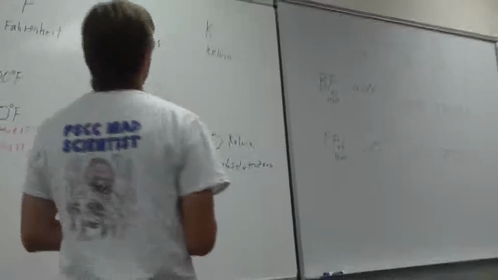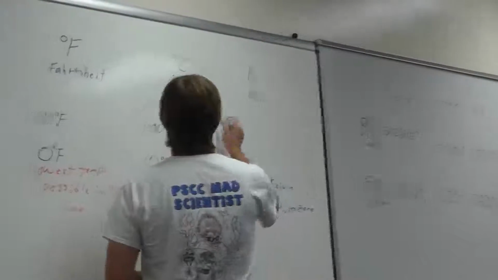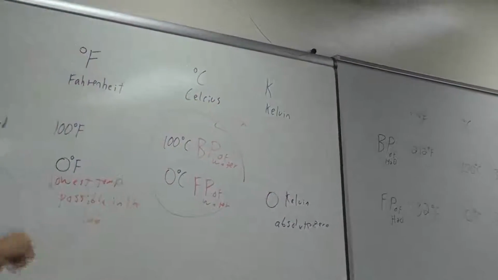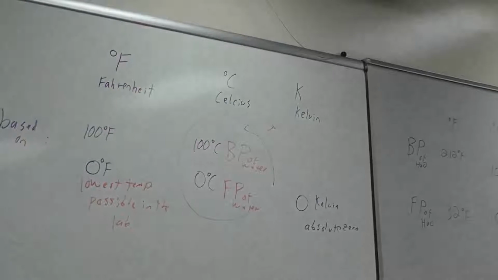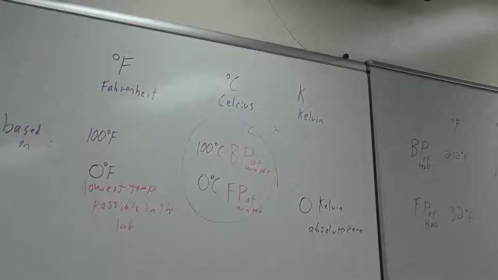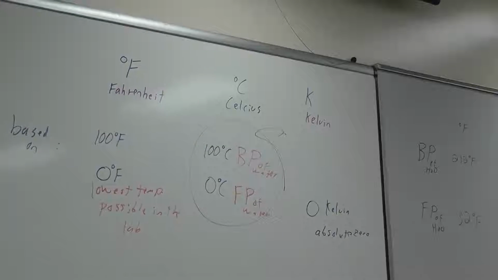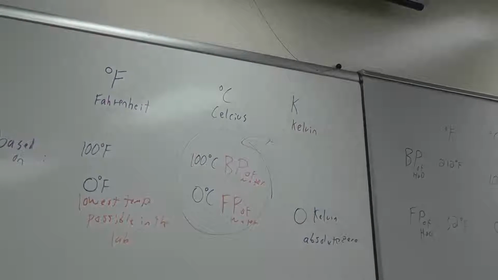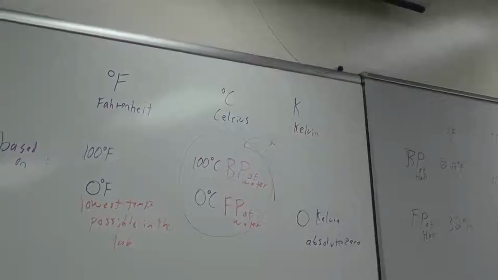Not a coincidence, because the Kelvin scale is really just a modification of the Celsius scale. They took the Celsius scale and redefined zero, and that's it. But the size of the unit stayed the same. So it's not a coincidence that it's exactly 100 units from freezing to boiling, just like Celsius was. And the nice thing about that is it gives you a very simple conversion between the two units.